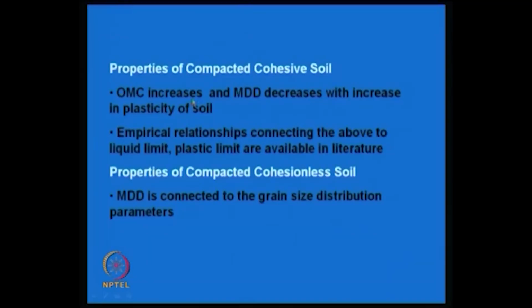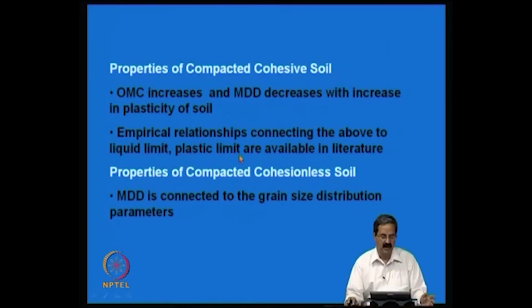Say for example, if you have only the plastic limit, you should not stop doing an OMC compaction test. There is an equation available, but you should check it. It does not mean that one should use only the plastic limit and get its OMC. One should check this relationship, and if the relationship is useful, it can be a check, nothing more than that. So, this is in the case of compacted cohesive soils.